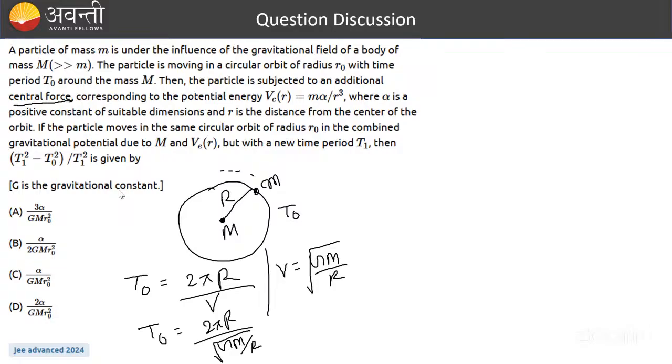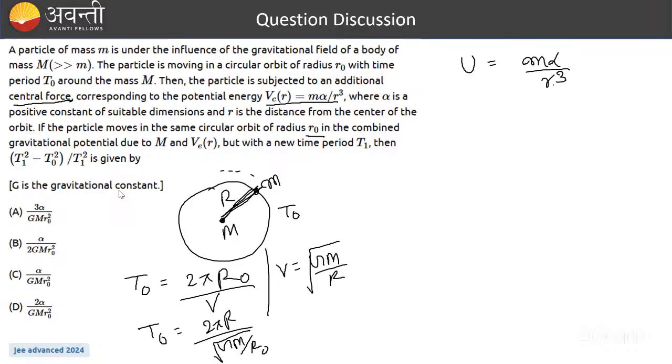यानी कि one more force is acting along this center, maybe towards the center or away from the center. It is not said. Only it is said the force is central. Corresponding to potential energy, this much, where alpha is a positive constant. So potential energy is given, and that is m alpha by r cube. And then we are asked what if the particle moves in the same circular orbit of radius r naught, still the radius is remaining the same, that is r naught here basically.